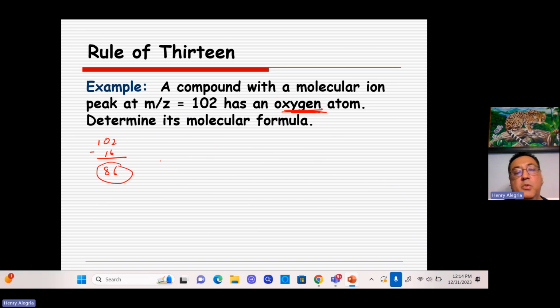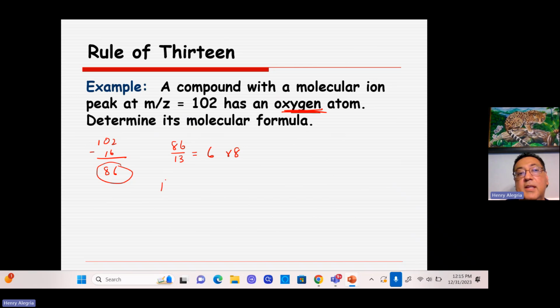So this is what we will apply the rule of 13 into. 86 divided by 13, right? You plug that into your calculator. 13 goes into 86 6 times, and that is 78. 6 times 13 is 78. So therefore, the remainder is 8.